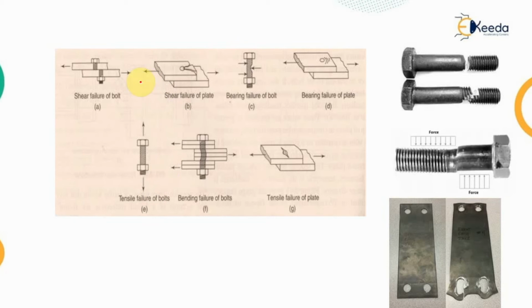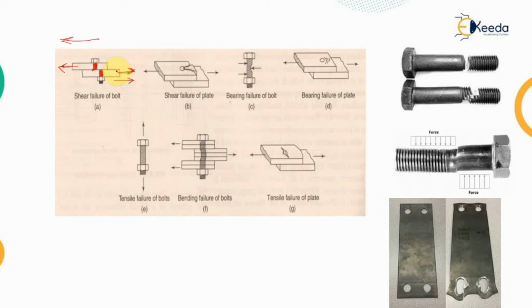The shear failure of the bolt will happen when both the plates are being pulled apart. That means it is subjected to tensile forces. Because of that, the top member will be pulled in this direction, while the bottom member, which is connected at the joint, is being pulled in the right direction. So the bolt part which is present in the above plate will be subjected to a force in the minus x direction, while the bolt part which is present in the bottom plate will be subjected to the positive x direction.